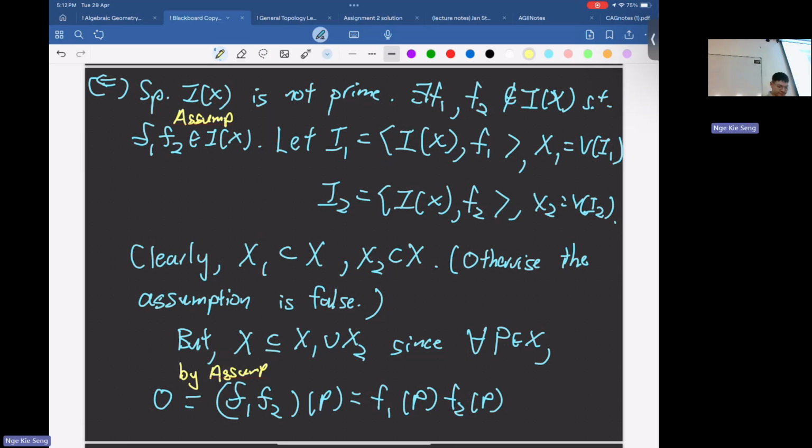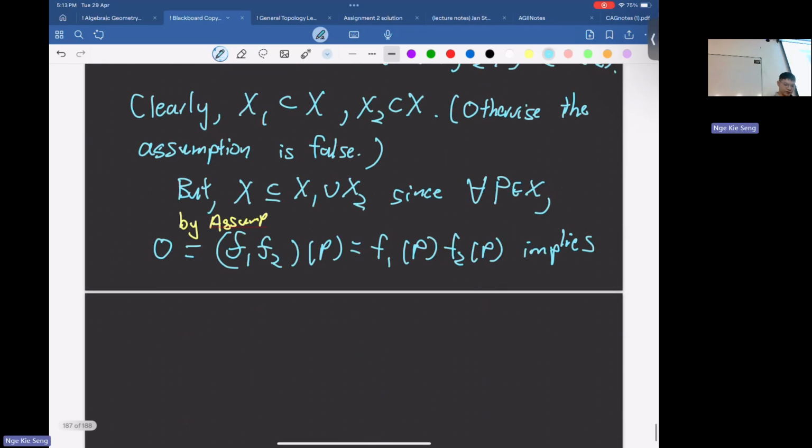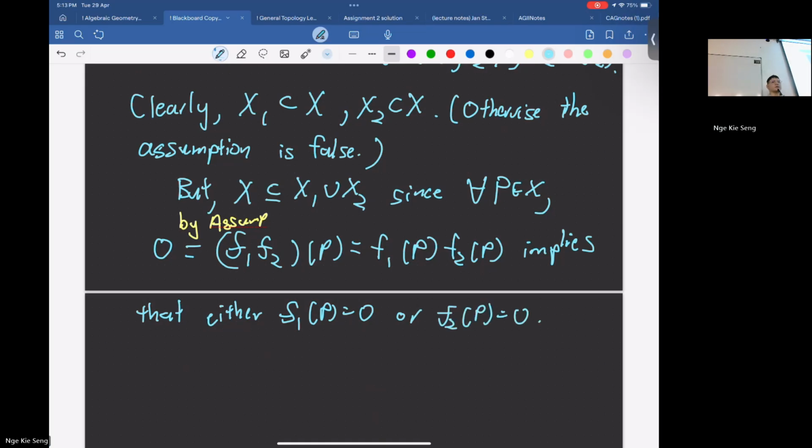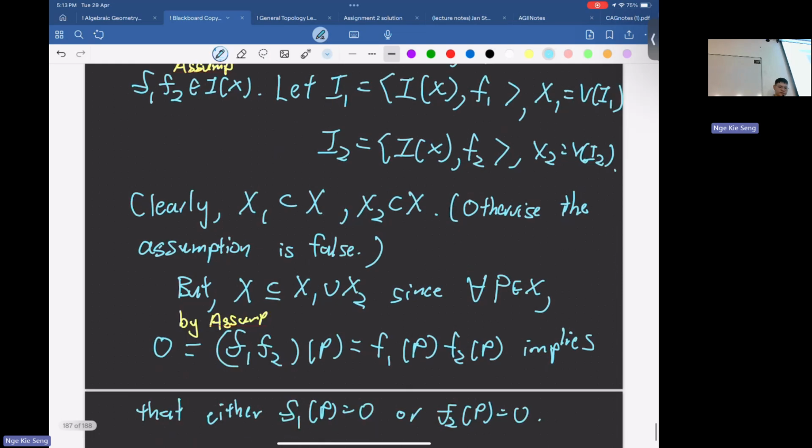What does this imply? Two things multiply together to get 0. One of them is 0 because we are working on the integral domain. So either F1P equals 0 or F2P equals 0. So it lies inside one of the Xi.